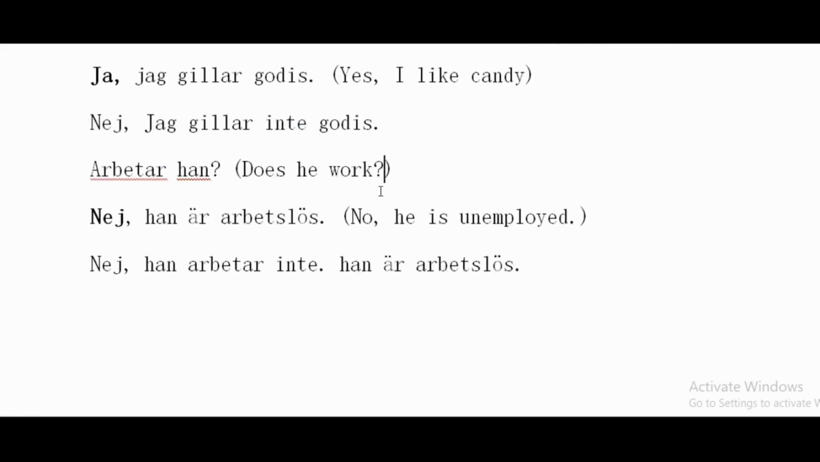And the next we have Arbetar han? Does he work? We have here: Nej, han är arbetslös, meaning unemployed. You can also answer like this: Nej, han arbetar inte. You can use the same verb. No, he doesn't work. Han är arbetslös. He is unemployed. And if you want to write, yes, he's working, that will be Ja, han arbetar. Yes, he works. The only important thing here is that when you write ja or nej, you have to write the comma and then you can answer the question.